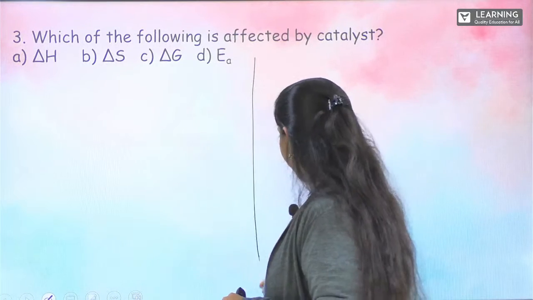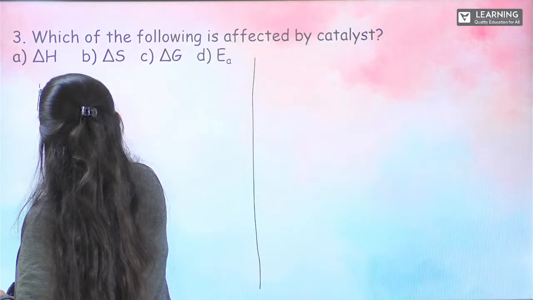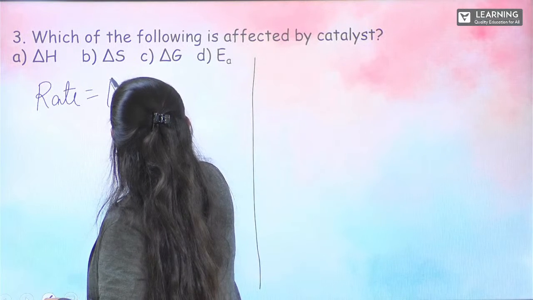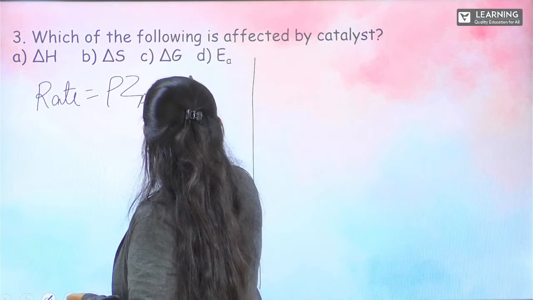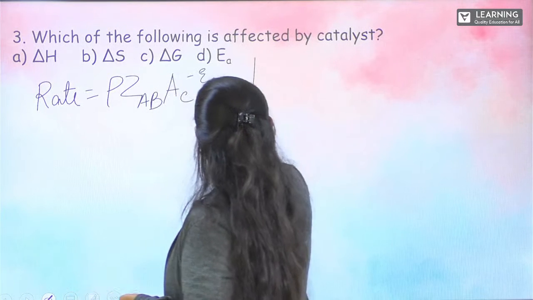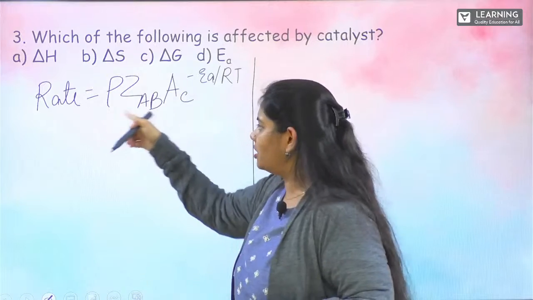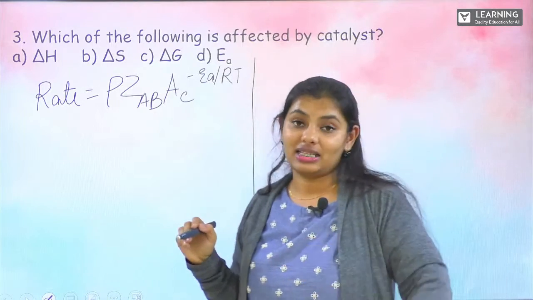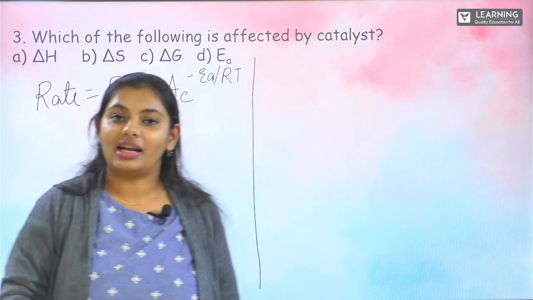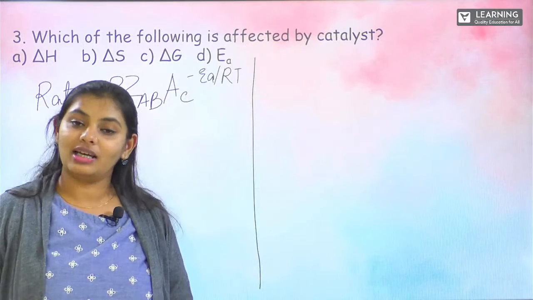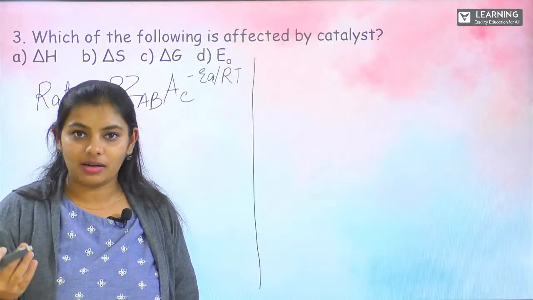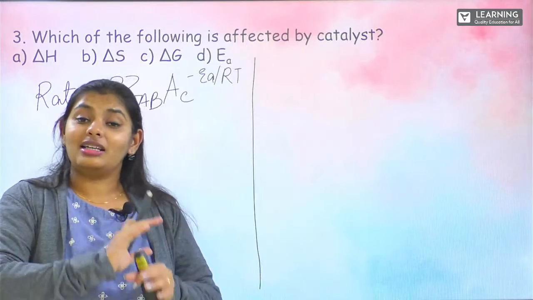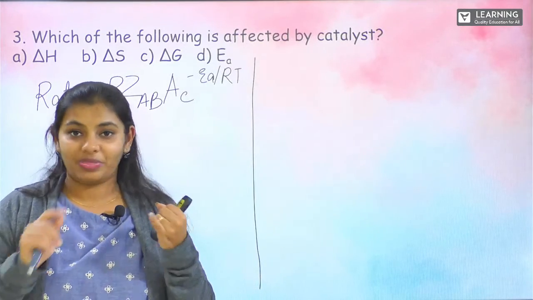I'll just write that. We saw that as rate, which is equal to, we saw probability, we saw ZAB, right? Then we saw A E to the power of minus EA by RT. So these are the factors on which the rate of the reaction is being affected in that catalyst, right? When we're talking about catalyst, what did we see with respect to effect of catalyst? I already did a revision in the starting itself. The catalyst, when added, is not going to alter the Gibbs free energy. That's the first thing.